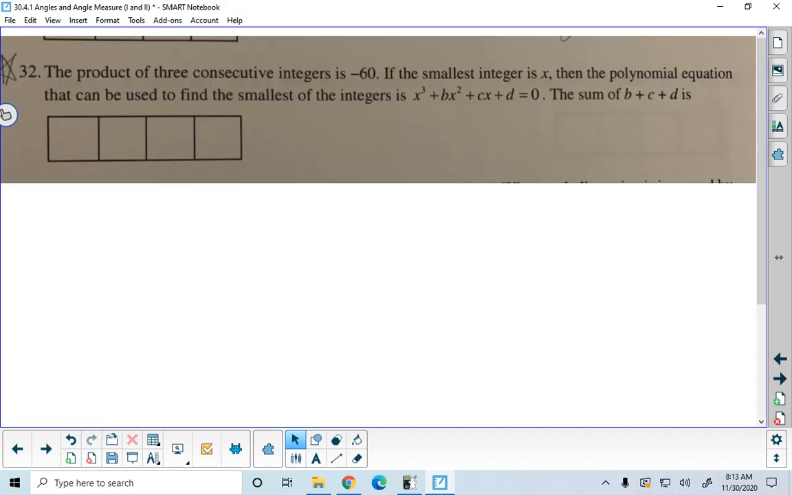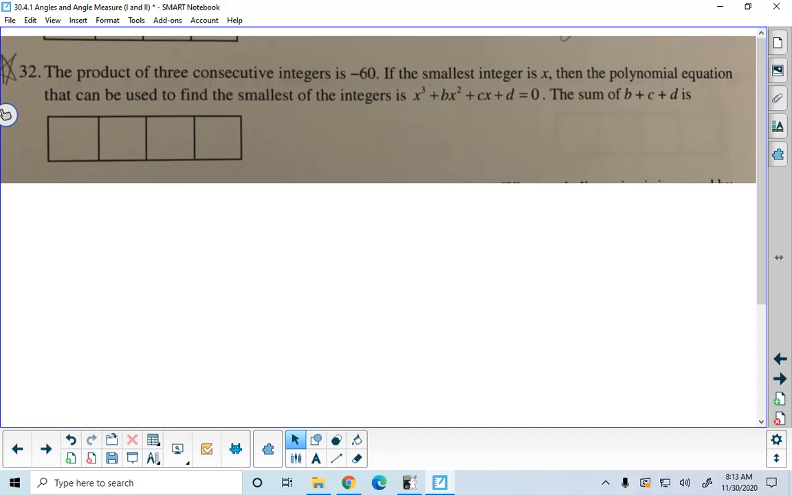Number 32 talks about consecutive integers. The word consecutive means one after the other. And of course, we should know what integers are. Integers are positive and negative whole numbers, but they also include 0.